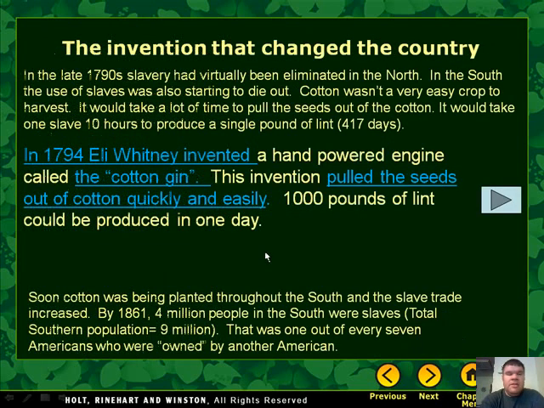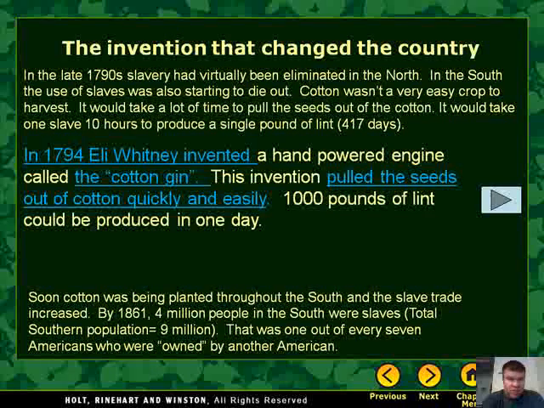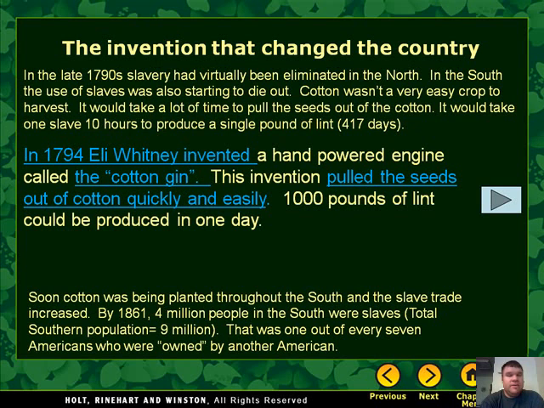Now, in the late 1790s, slavery in the North had been virtually eliminated. In the South, slavery as an institution was starting to die out as well. Cotton wasn't a very easy crop to harvest. It took a lot of time to pull the seeds out of the cotton, and to give you an example, it would take one slave 10 hours just to produce a single pound of lint.